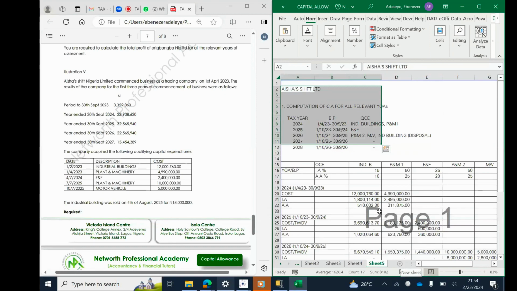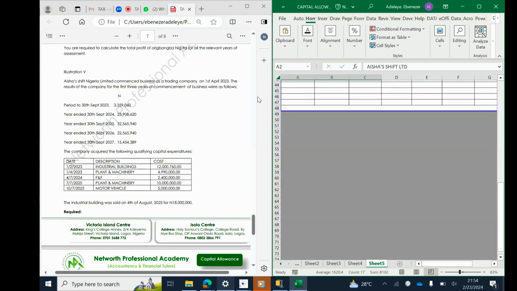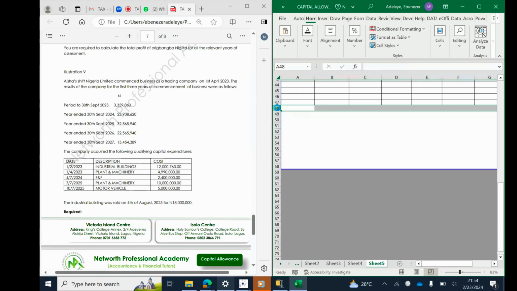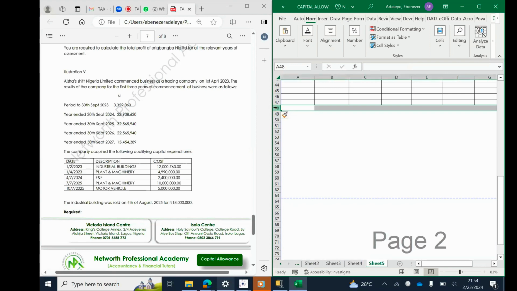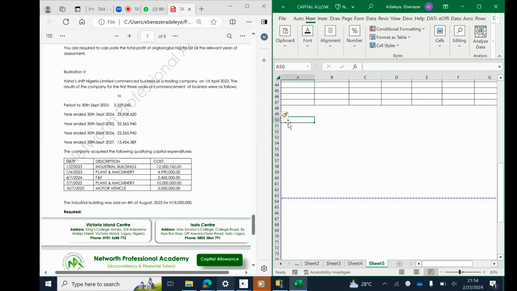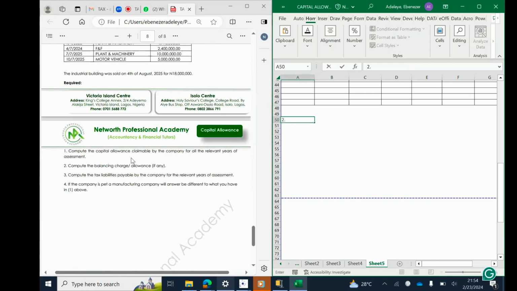That's our final relevant year. But let me just do this. That's the first question. We have solved the first question now. The second requirement says to compute the balancing charge or allowance, if any. You see, they even asked you this one separately.